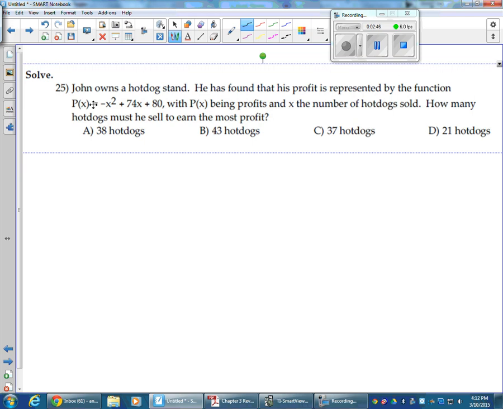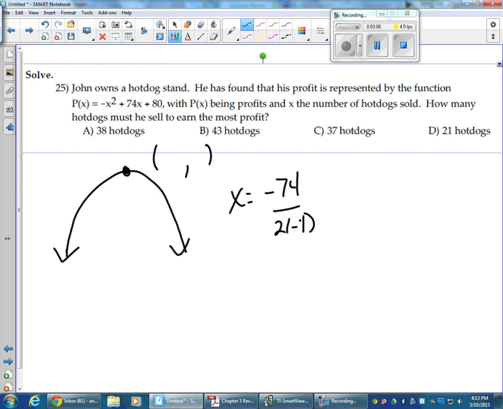So basically, again, this has a negative for my leading coefficient. So this is what the graph of this hot dog function is going to look like. X is the number sold, and then the y would be how much profit he makes. So he wants to find where he is going to have the highest profit. So again, we're looking for the vertex. So x is equal to negative b over 2 times a, which would be 37. They don't ask what that profit was. They just want to know how many hot dogs he has to sell to make that profit. So 37 hot dogs is going to give him the most profit.